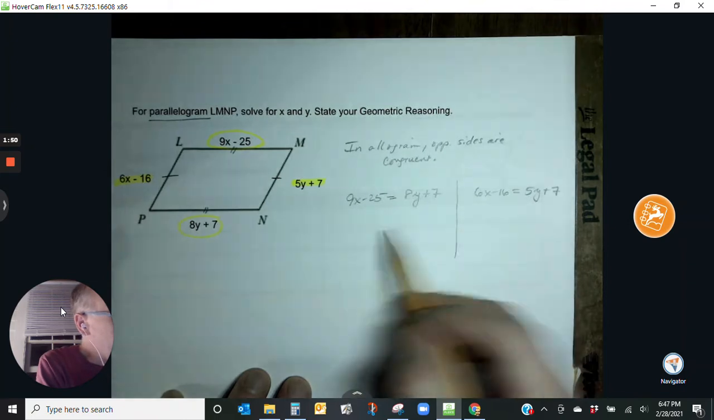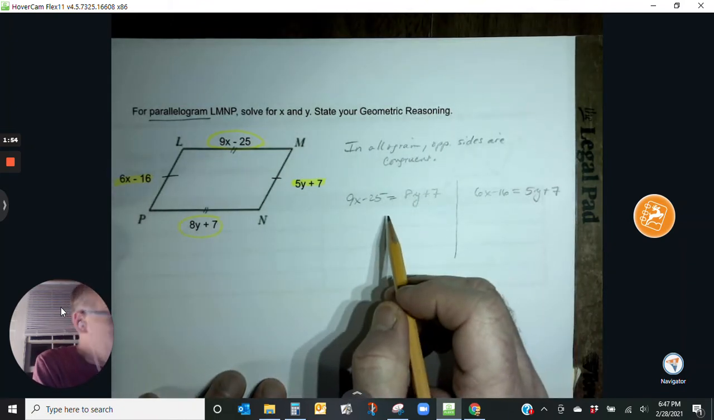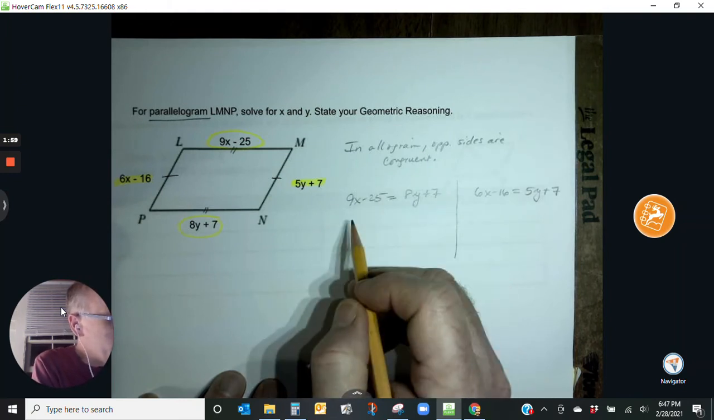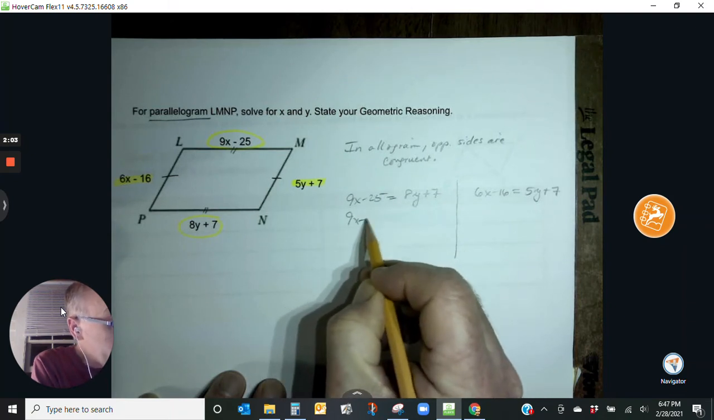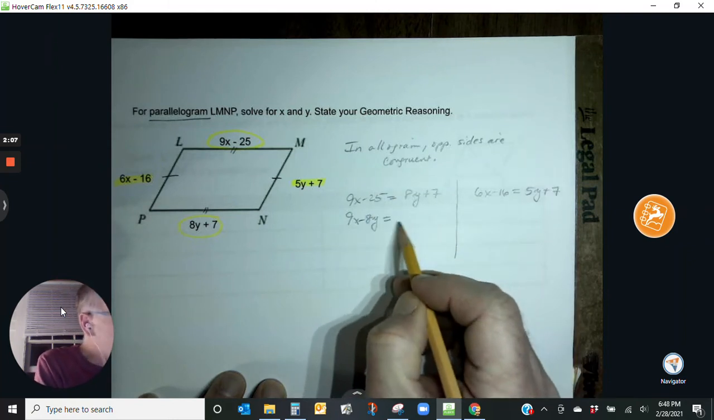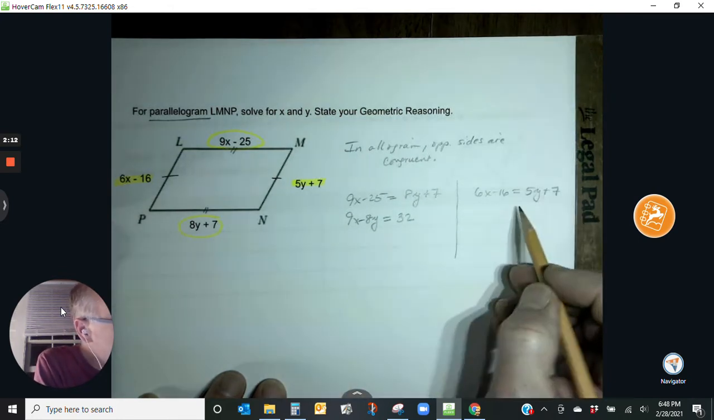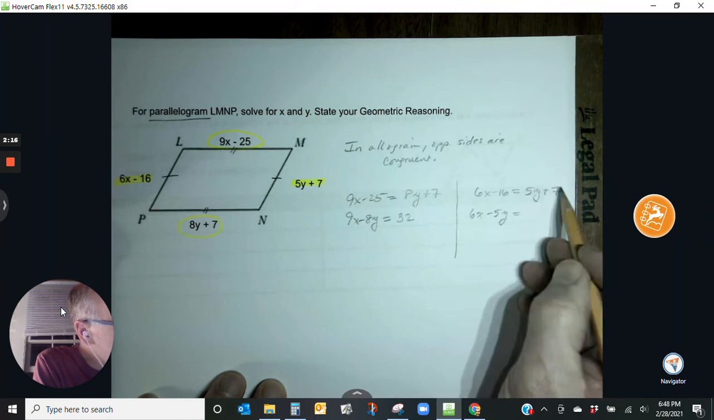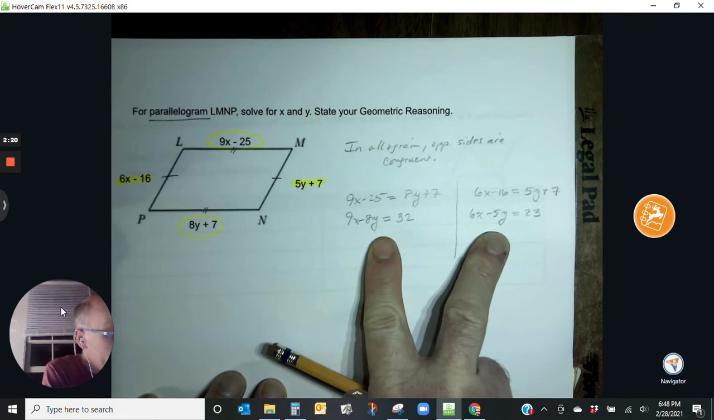We can't solve either one already for x or y, so I think I'm going to go ahead and get x and y together on one side. So let's see, if I move this over, I get 9x minus 8y equals 32 when I add the 25. This puts it in standard form. And 6x minus 5y is equal to 23. So I have two options.